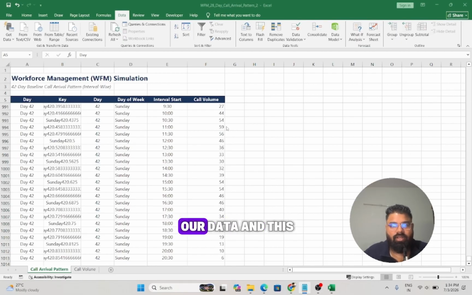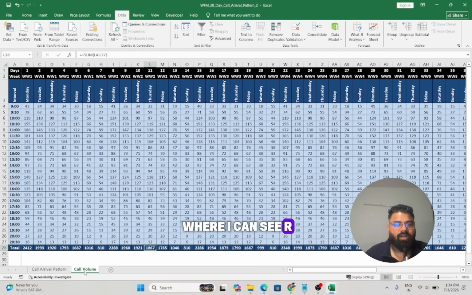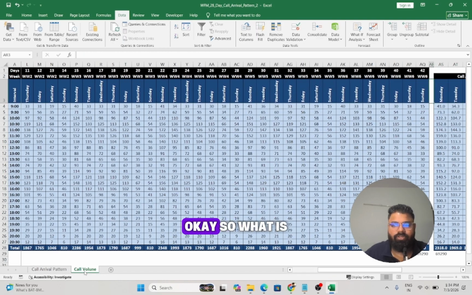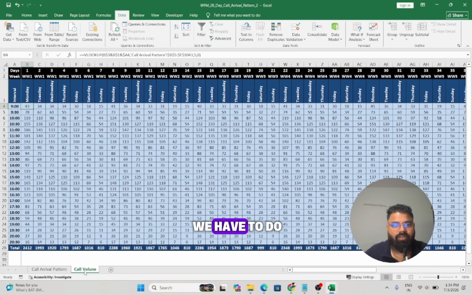Okay, so this is our data and this is for 42 days. Okay, hypothetical numbers. So what I did, this data I have designed in a way where I can see our volume distribution per interval per day. Okay, so this is how I have designed the raw data we have. So what is the next step we have to do?